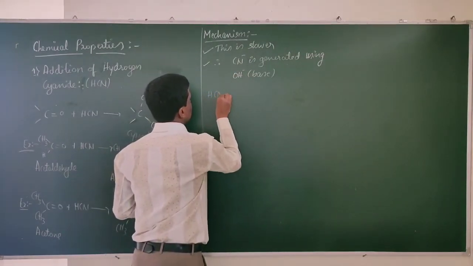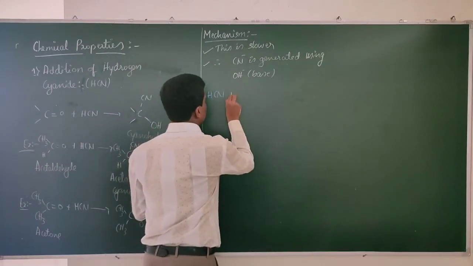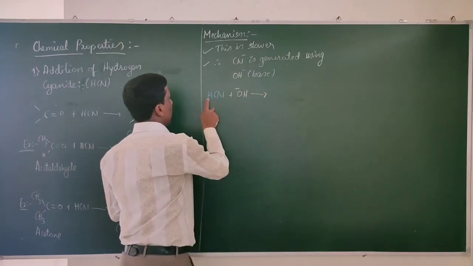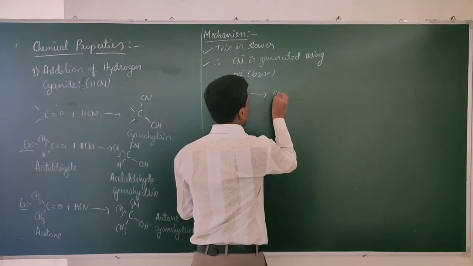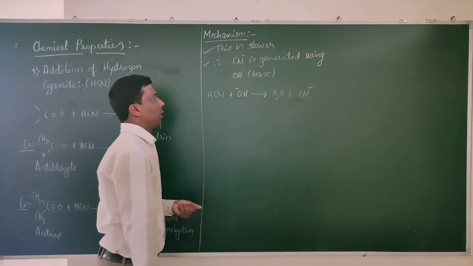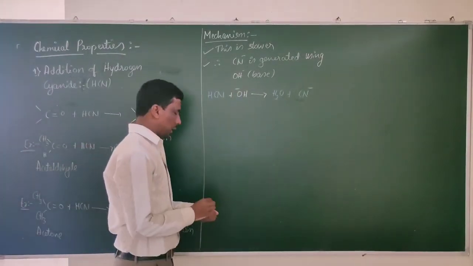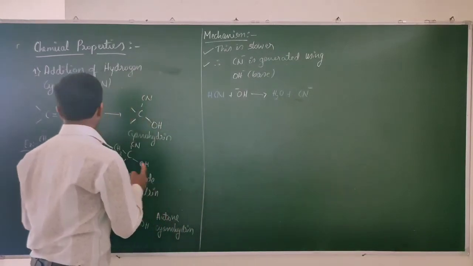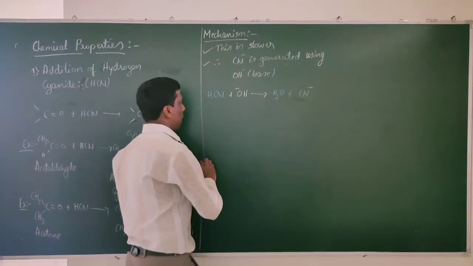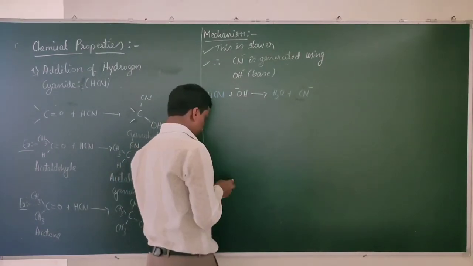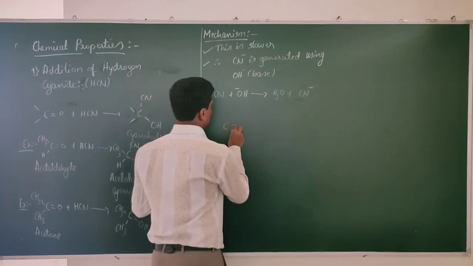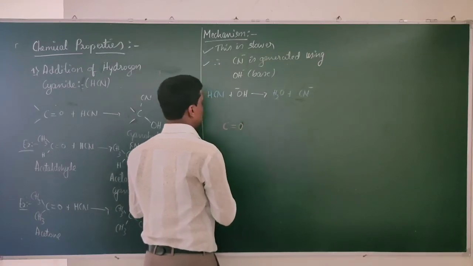Consider here HCN. Whenever this HCN reacts with a base, OH minus, what happens? OH reacts with hydrogen, forms water, plus CN minus is generated. Now CN minus is generated. Okay? Then what happens? This will attack the aldehyde or ketone. Consider the aldehyde or ketone. This is an aldehyde or ketone.